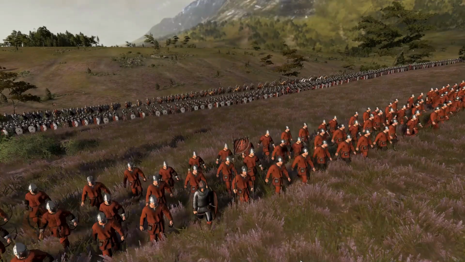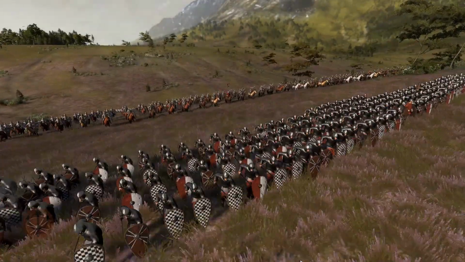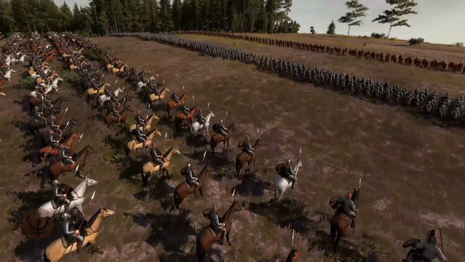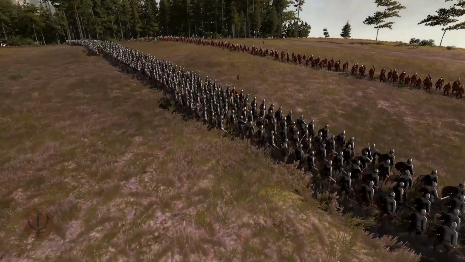William positioned his army at the base of the hill, with the Normans in the center, the Bretons on the left flank, and the Flemish on the right, and they were aligned in their three ranks of archers, infantry, and cavalry.